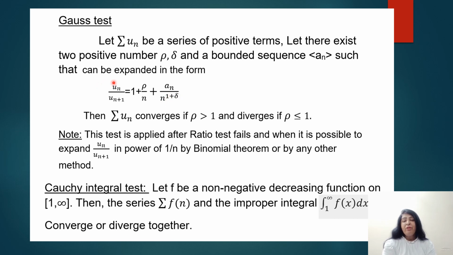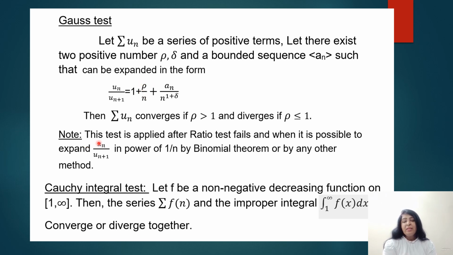Now you have the term un upon un plus 1. If you are able to expand this term in this way by applying the binomial theorem or by any method, then your positive term series un will converge if rho is greater than 1 and diverge if rho is less than or equal to 1. Clear? So it will depend upon this term rho.